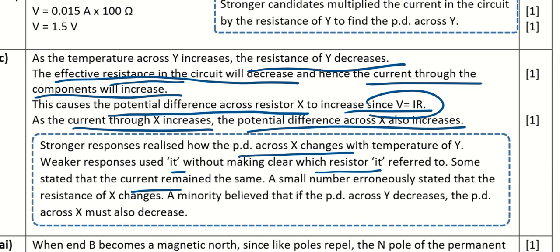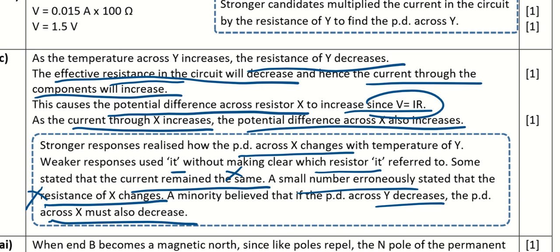Some stated that the current remained the same, which is not true. A small number erroneously stated that the resistance of X changes, which is not true. It's a fixed resistor. A minority believe that if the PD across Y decreases, the PD across X must also decrease. No, because it's a sum, right?